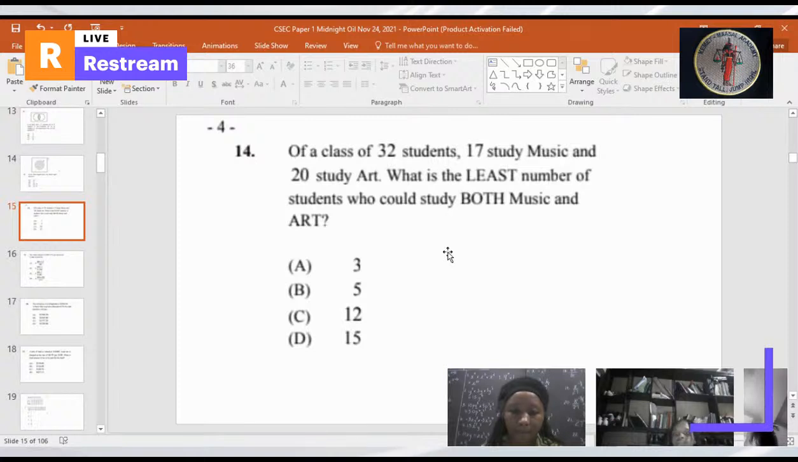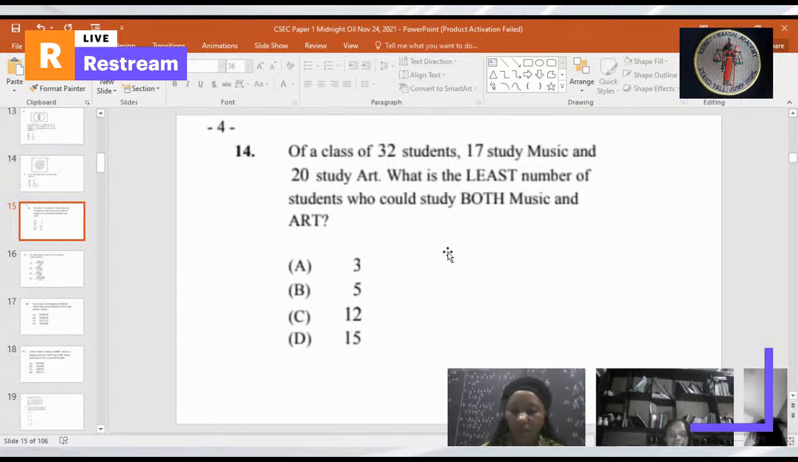Number 14, Dreshan. Of a class of 32 students, 17 study music and 20 study art. What is the least number of students who could study both music and art? So they want the intersection, the least number in the intersection. Would it be A, 32? Wait, no, B, 5.